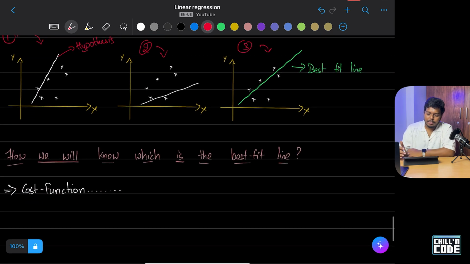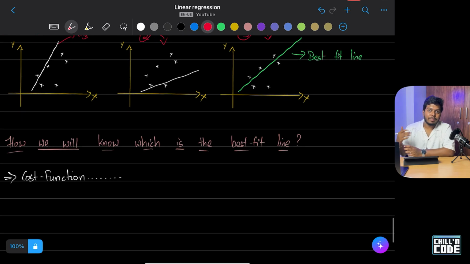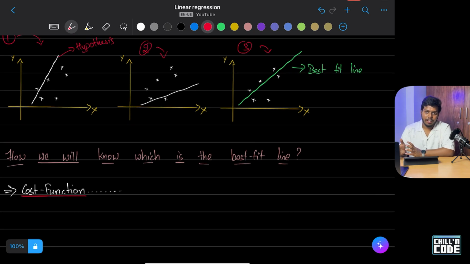On what basis are we considering this as the best fit line? How are we going to know which is the best fit line? There should be some parameter by which we say this is the best fit line. That parameter is our cost function. For every theta value we have considered, the cost function will be calculated, and for whichever theta value the cost function is least, we consider that as the best fit line. So let's discuss more on the cost function and how it works in our next video.